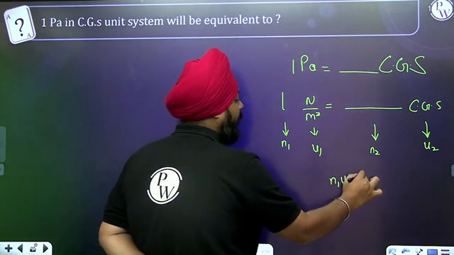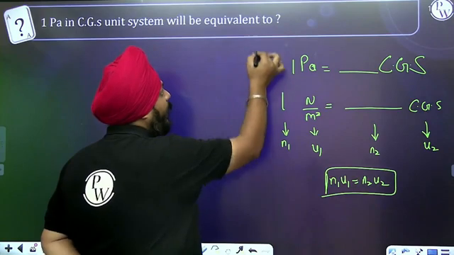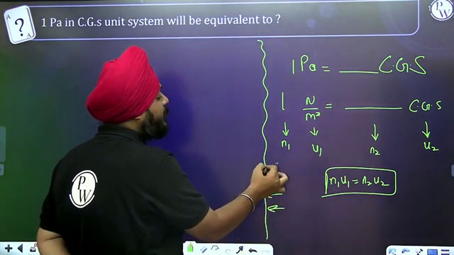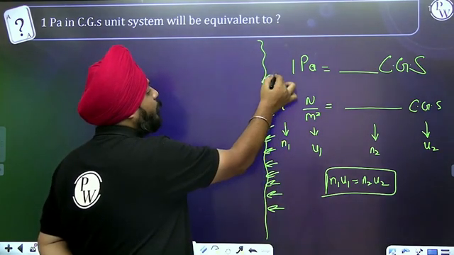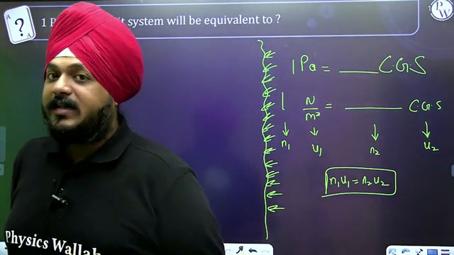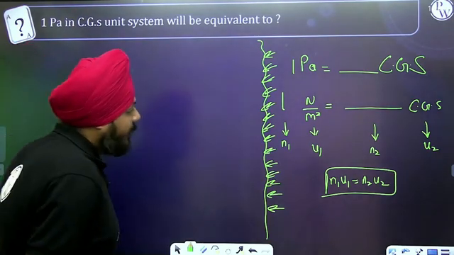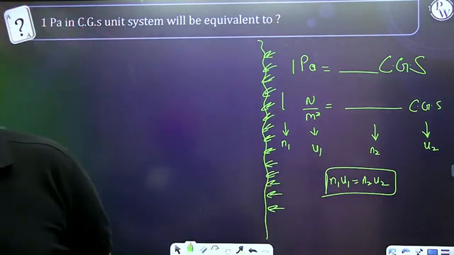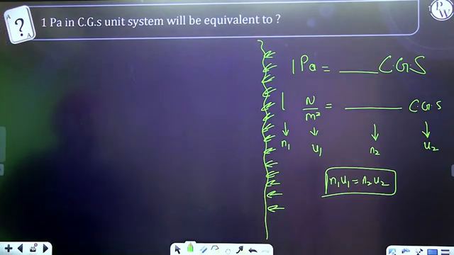N1 U1 equals N2 U2. The value of N2 that comes out from this equation will be the conversion factor from one unit system to another unit system. Whatever value comes out for N2, that is the conversion factor for the conversion from one unit system to another. Yes or no? That will be the conversion factor.